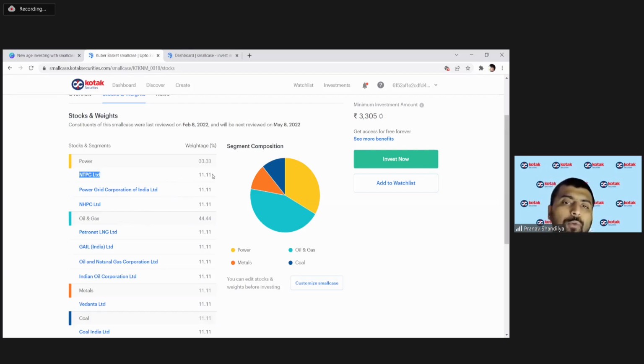And even the portfolio composition will be mentioned here. For example, here it clearly states that NTPC has 11% weightage, Power Grid has 11% weightage, Petronet has 11% weightage, and so on. So basically, this is an equi-weighted portfolio where you're investing in a variety of stocks with all of them having more or less the same percentage weightage.